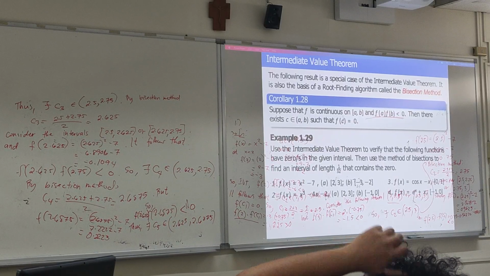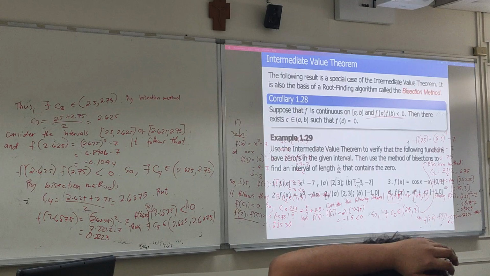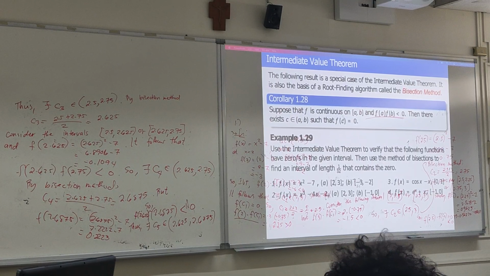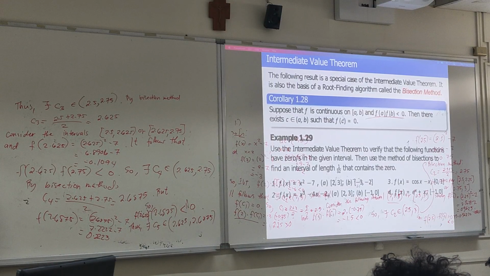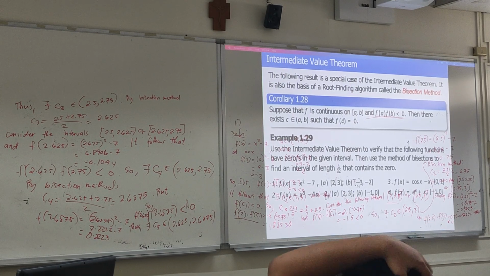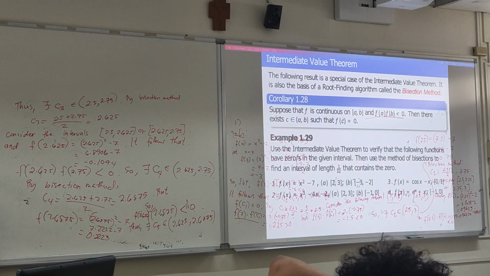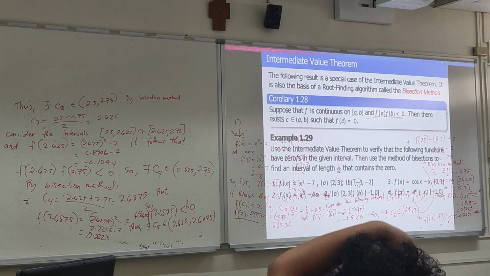We're almost there. So 2.65625. What is your F of 2.65625? 2.65625 squared minus 7 is 7.055 minus 7, that is just 0.0557. It's about 0.